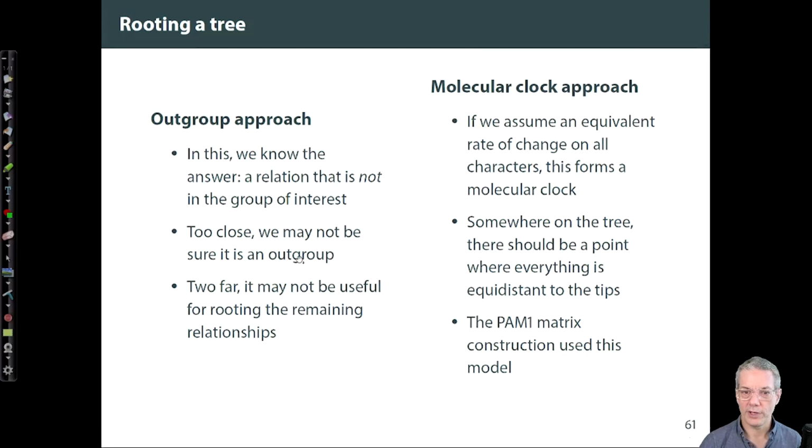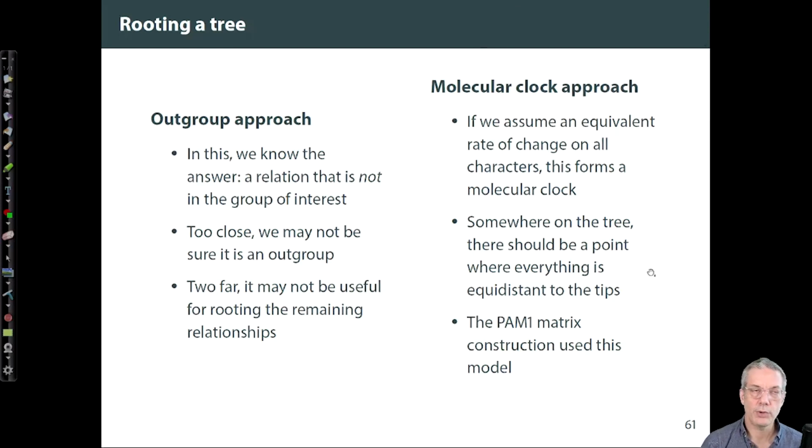So there are several ways to root a tree. Here's a couple. There's the outgroup approach, which we used in the forensics example and is used all the time. It's probably the most common way. We know that the outgroup is not in the group of interest. And so we expect that part of the tree to be separate from the part of the tree that is of interest. And we just cut the tree where the outgroup is on one side and what we're interested in is on the other side. And that becomes the root of the tree of what we're interested in.